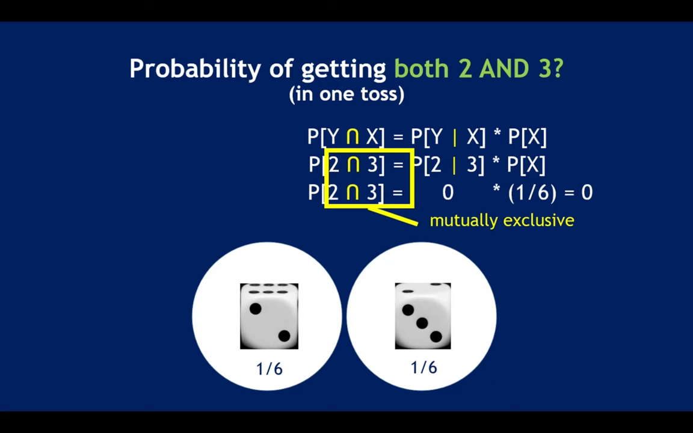So you multiply anything with 0, you will get 0. And the reason is because these two events don't overlap at all. So getting 2 and getting 3 are two events that have 0 overlap in between. So using the multiplication rule, we can figure out the probability of the 2 and 3 intersection is 0.